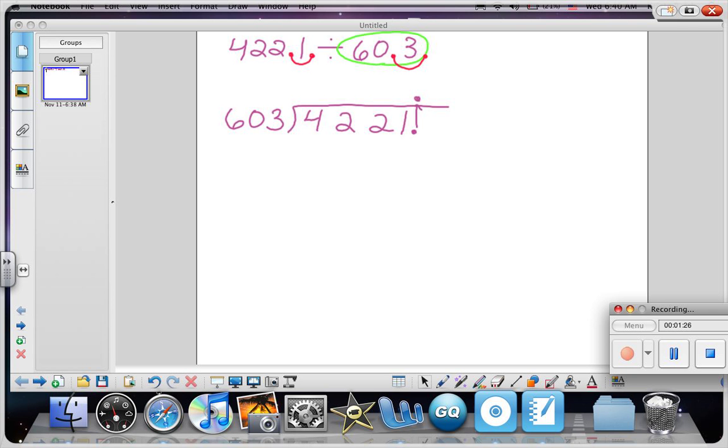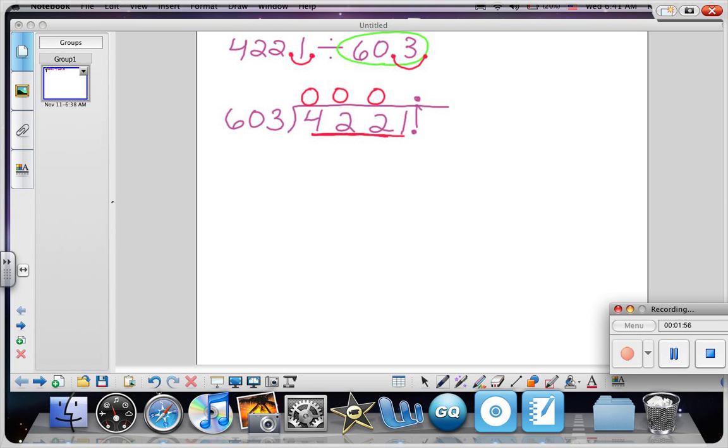So I asked myself, can 603 go into 4? It cannot. Can 603 go into 42? It cannot. Can 603 go into 422? It cannot. Can 603 go into 4,221? Well, it better, or I'm going to be very, very upset at Miss Wright.